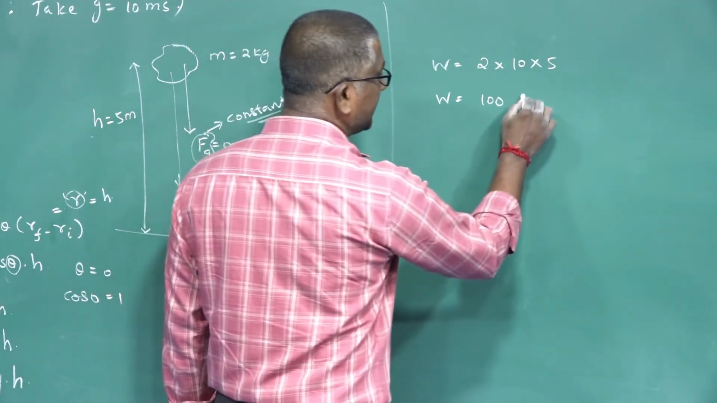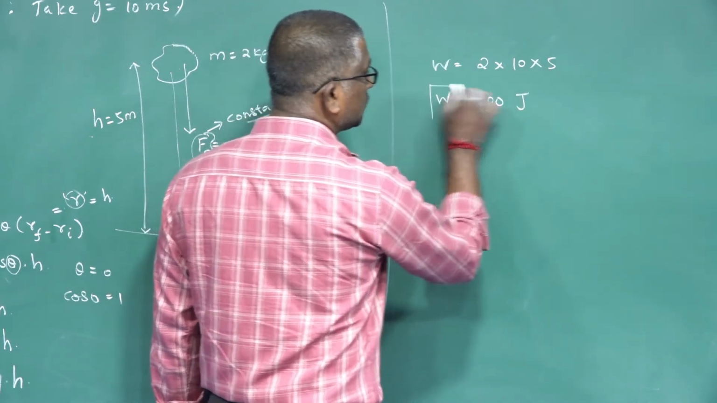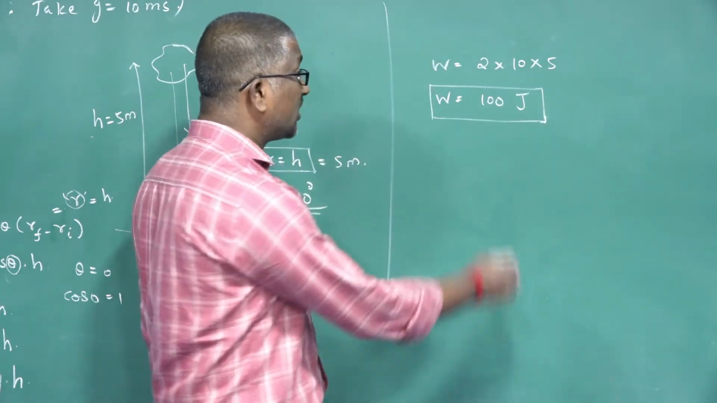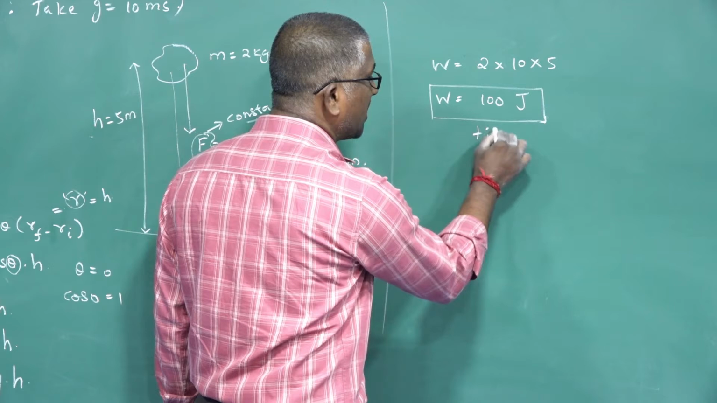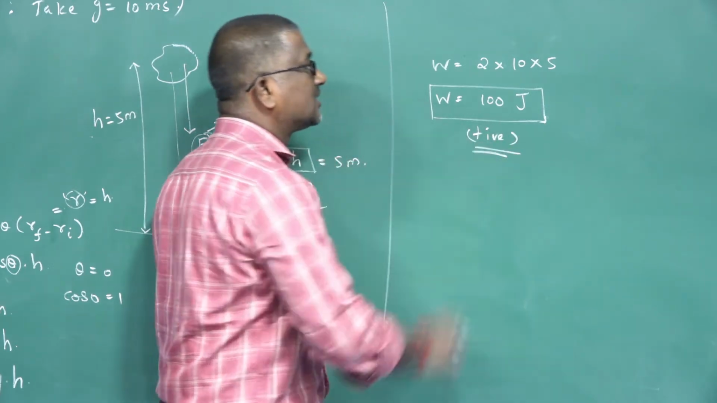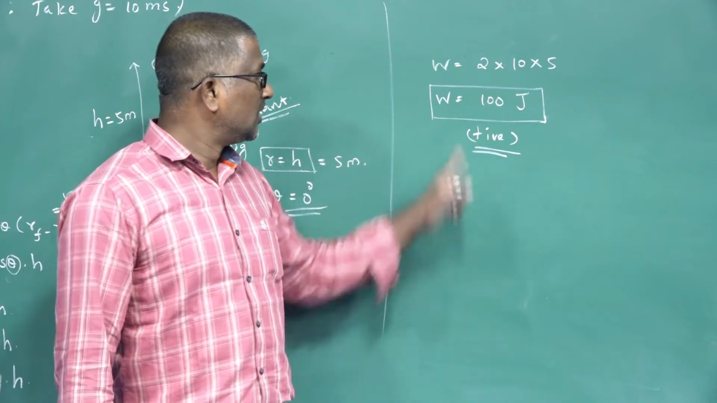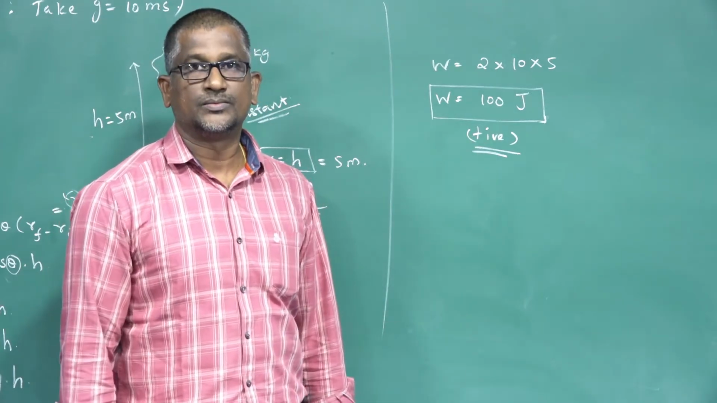So the unit of work done is joule. So the work done by the gravitational force is 100 joules. That is, the work done by the gravitational force is always positive. That value is 100 joules. So the work done by the gravitational force is 100 joules, and that value is always positive.